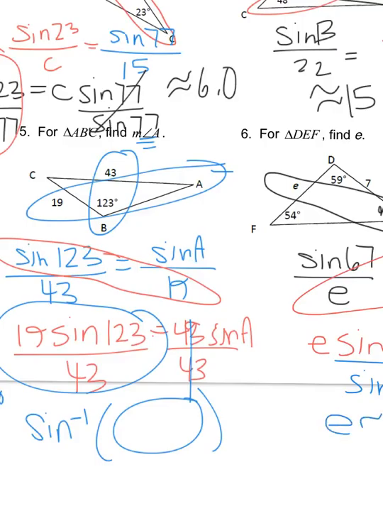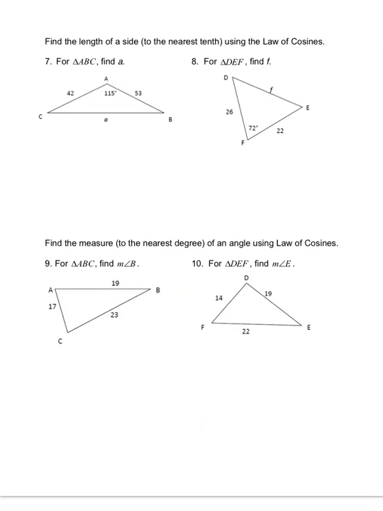So E is approximately 8.0 to the nearest tenth. Okay, this time I'm going to use law of cosines. I'm trying to find a side length. So I know the angle, but not the side opposite. So the side opposite of the angle is going to be a squared.